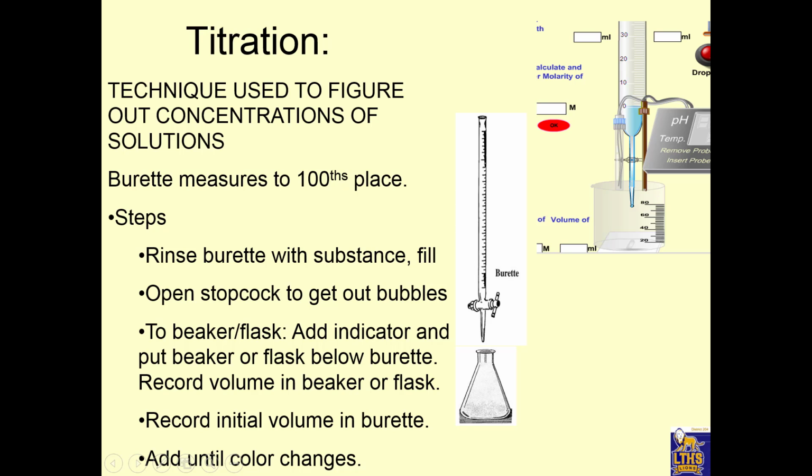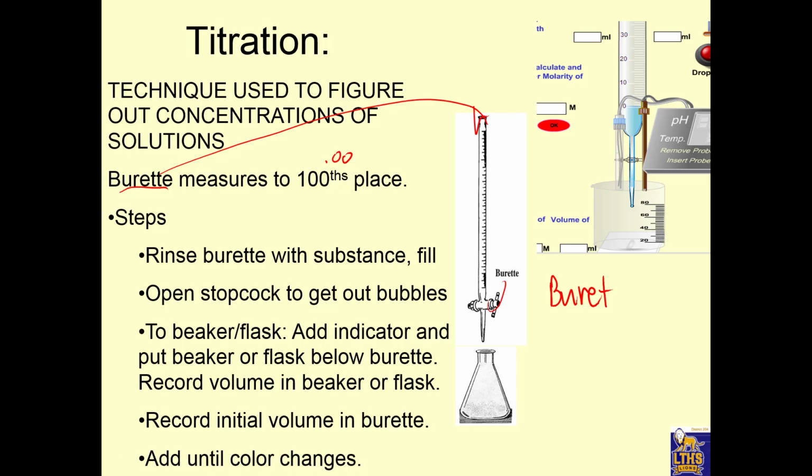Alright, so we use neutralization reactions in a technique called titration. And titration is used to figure out the concentrations of solutions. So we take an instrument called a burette. This is what it looks like. You can also spell it buret. It measures the hundredths place in the volume. And so you rinse it and then you fill it with the substance you're going to use.